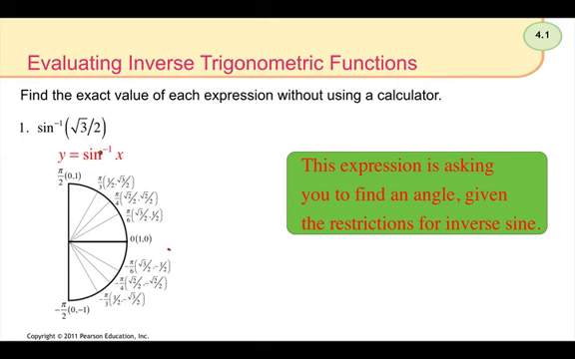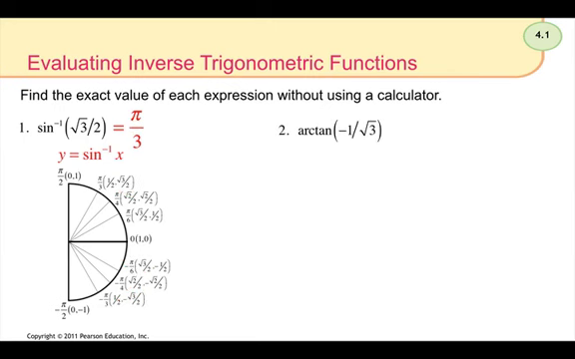So what we need to do is find an angle that gives you radical 3 over 2. But we're looking at sine, so we're going to be looking at the y values of each of these ordered pairs. And understand, since the ratio is positive, we're not going to consider anything here. It has to be something in this region. And what is the y value that gives you radical 3 over 2? This one. So what is the answer? This angle. And again, the expression is asking you to find an angle, given the restrictions that we have for inverse sine. And this is the angle. Let's go to number 2.